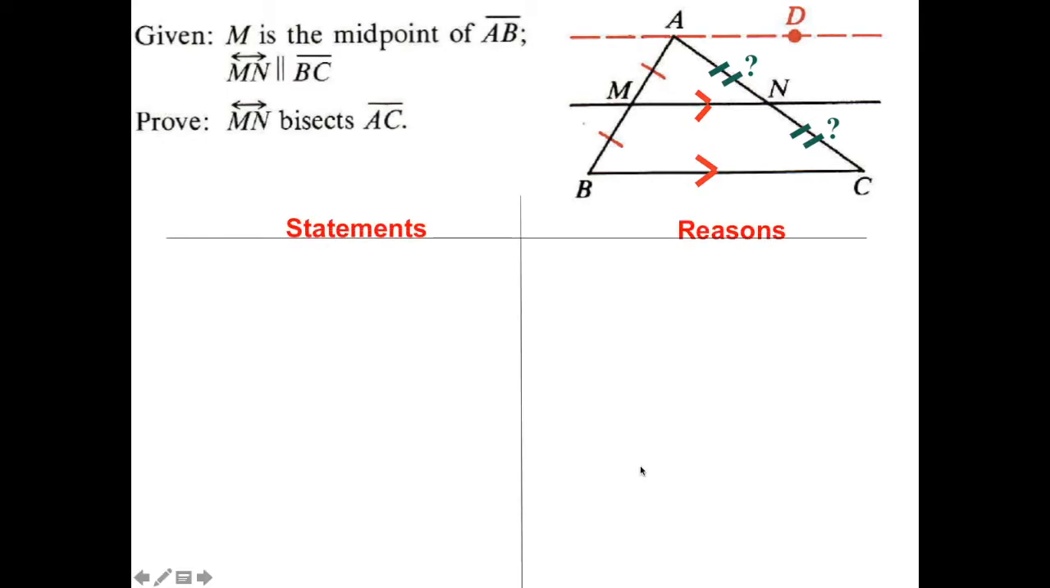So here we go. Let's do it. Statements, reasons. Step one, who's got me? That's right, a given. Putting down the midpoint thing, putting down that MN is parallel to BC. So again, we're trying to prove just this is congruent to that. We can't really do that because we're not going to have congruent triangles right here.